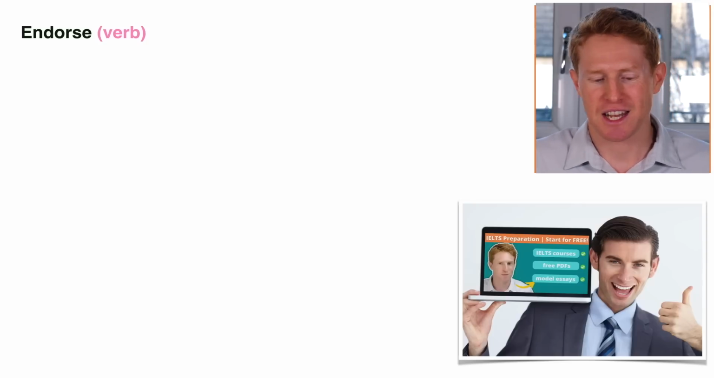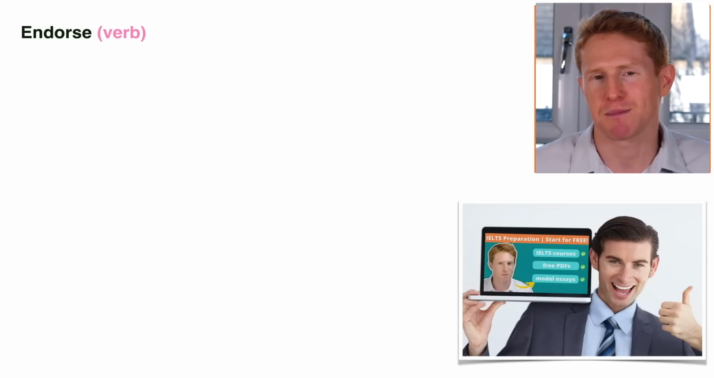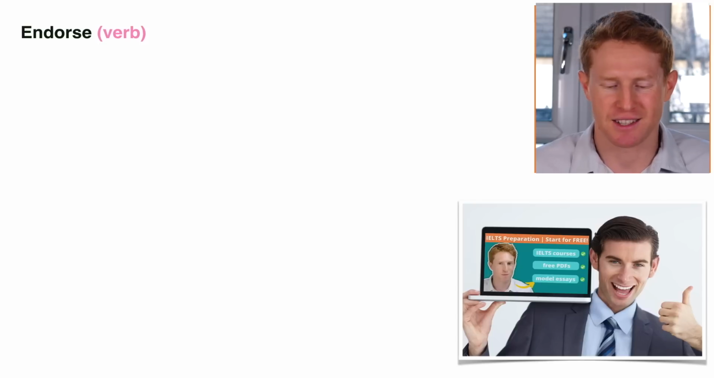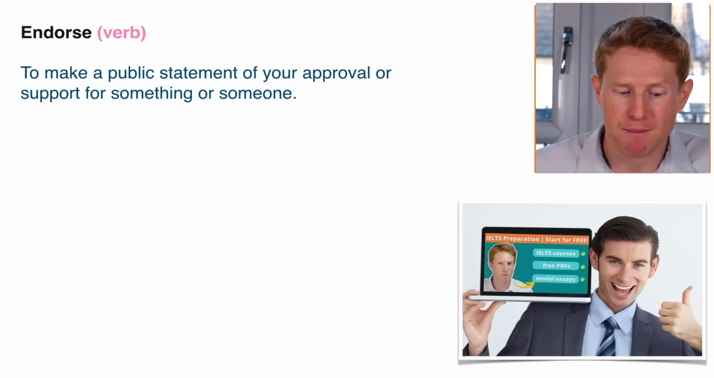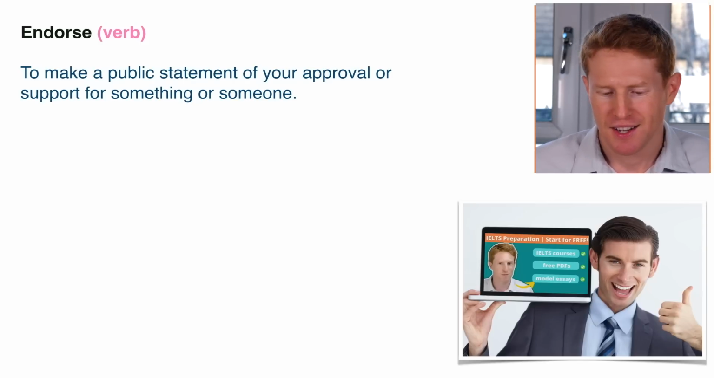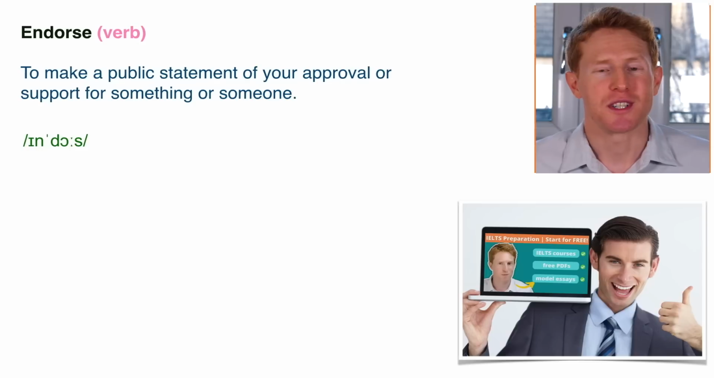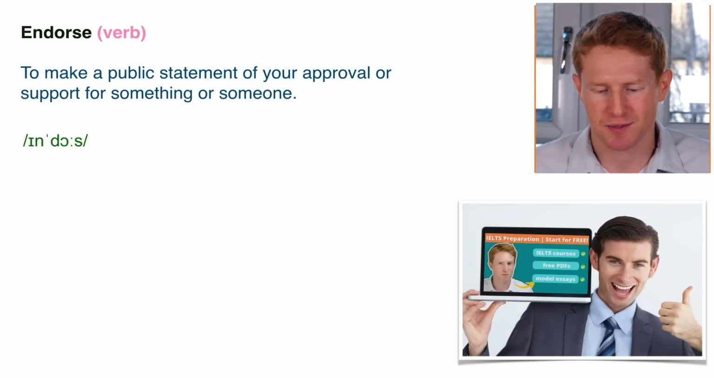The next word is endorse. This guy below me endorses English pro tips. What do you think it means? Okay, so to endorse means to make a public statement of your approval or support for something or someone. So pronunciation, endorse. Stress is on the second syllable, endorse.